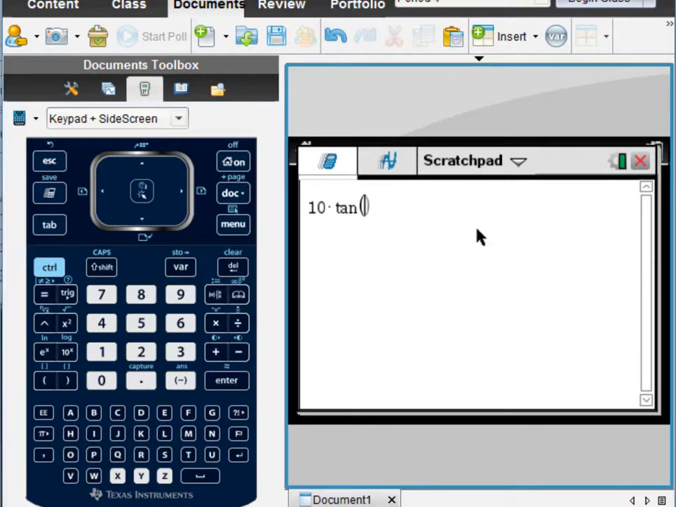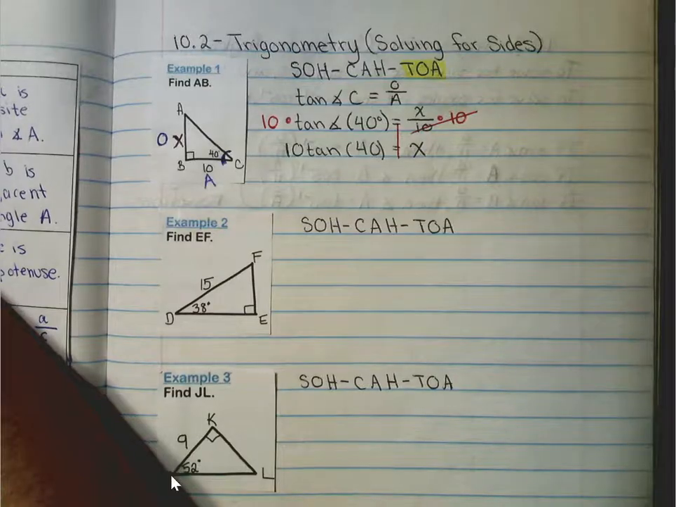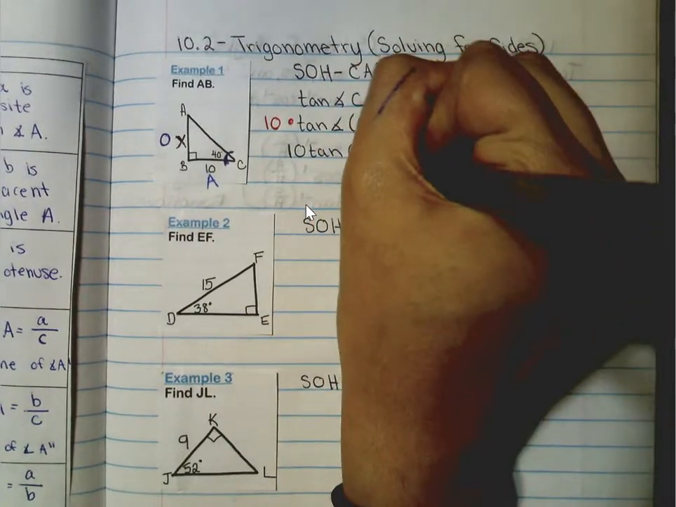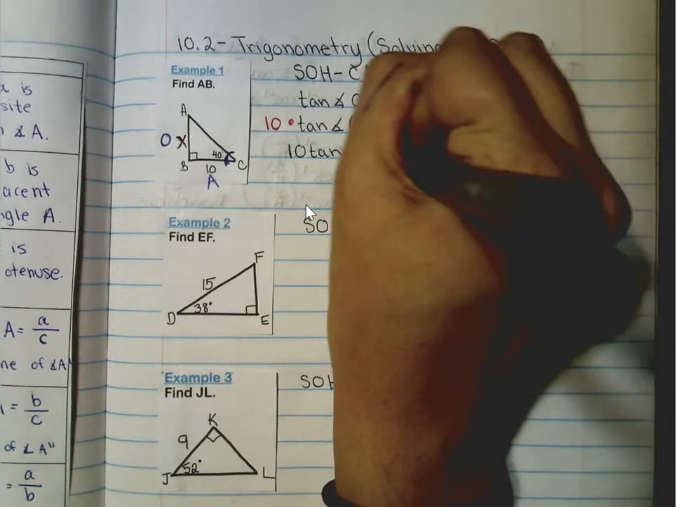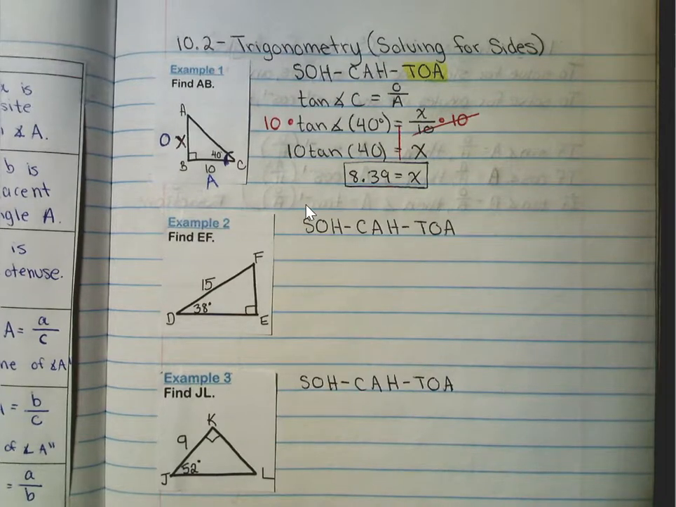You're going to select this one, tangent, and then the angle is 40 degrees. So I'm going to type 40 inside the parentheses, and then I can hit enter, and it's 8.391. We are going to round to the nearest hundredth, so that means two numbers after your decimal, so 8.39. So here my x value is 8.39. And that's it, you're done. So let's look at the next example, example 2.